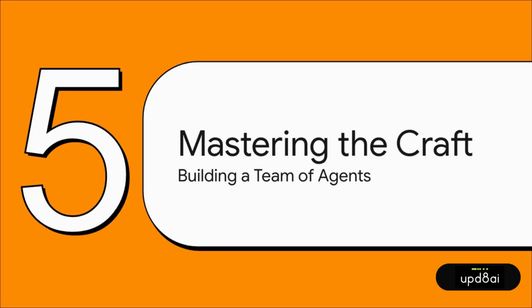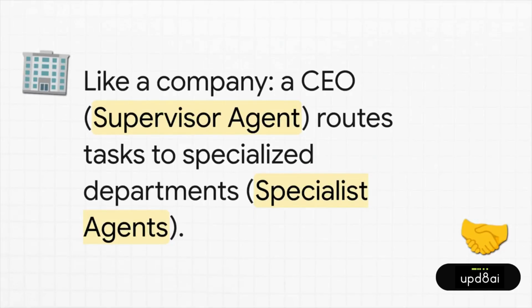Okay, a single AI agent is powerful, no doubt. But when you start dealing with really complex problems, well, one agent isn't enough. It's time for the master level. It's time to build a team. And this is probably the best analogy for it. Think of a multi-agent system like a company. You've got your CEO, that's the supervisor agent.